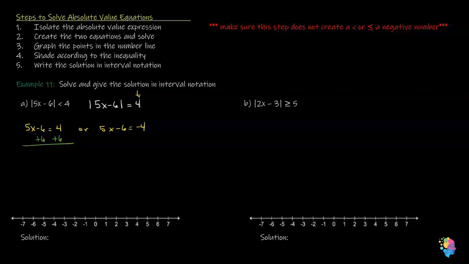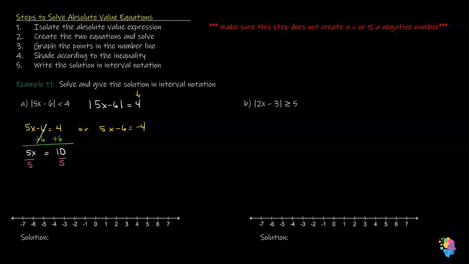So then this is going to give me 5x. Minus 6 plus 6 will get eliminated. And on the right side, I have 4 plus 6, which gives me 10. Now, I'm not finished because this time this x is being multiplied by 5. So I'm going to divide both sides of the equation by 5.